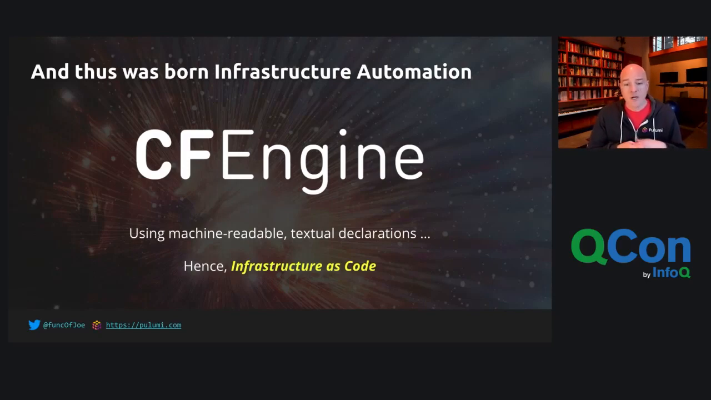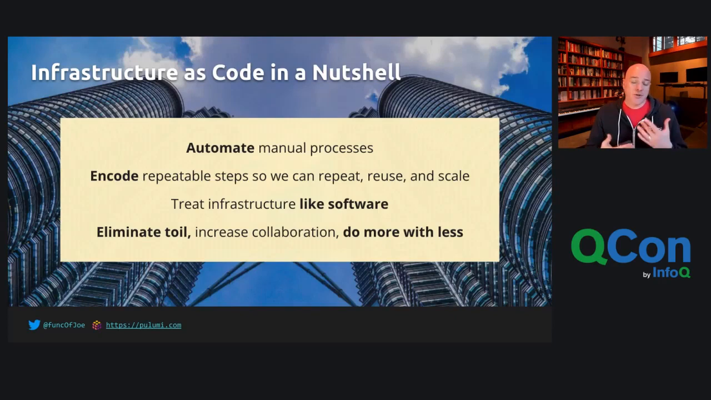And the first tool that I'll point to in this evolution is CFEngine. CFEngine was really the first approach of taking a similar approach to what we saw with Make, where dependencies can be described. The process of automating infrastructure is encoded in machine-readable textual declarations, hence the term infrastructure as code. In a nutshell, infrastructure as code allows you to automate manual processes. We're not going and SSHing into servers and running manual commands to update packages. We're really encoding those things as repeatable steps so that as the needs of our software evolve, we can repeat, reuse, and scale that. Also, as the scalability requirements change, we can easily scale that infrastructure without having to manually worry about issuing commands that can fail and recovering from those.